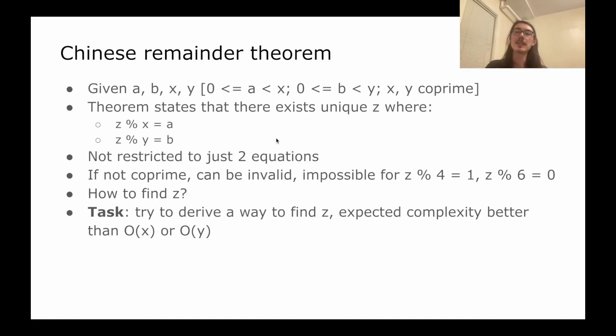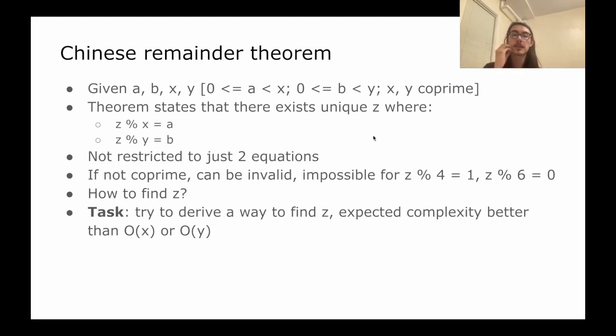The solution is unique if you take Z modulo the LCM of x and y, or, because they're co-prime, there's a unique Z if you take it modulo x times y. Also, x and y do have to be co-prime, and that will be relevant. So there's a unique Z modulo x times y that satisfies these equations.